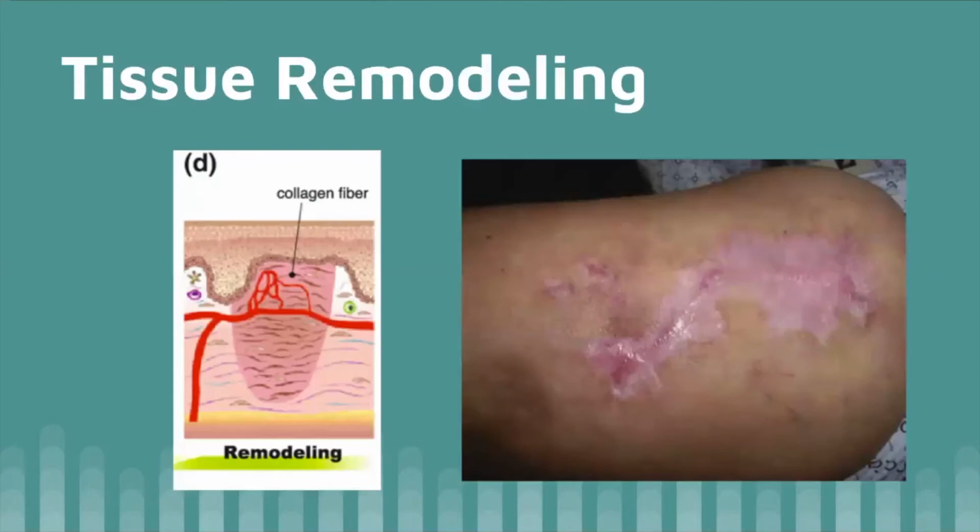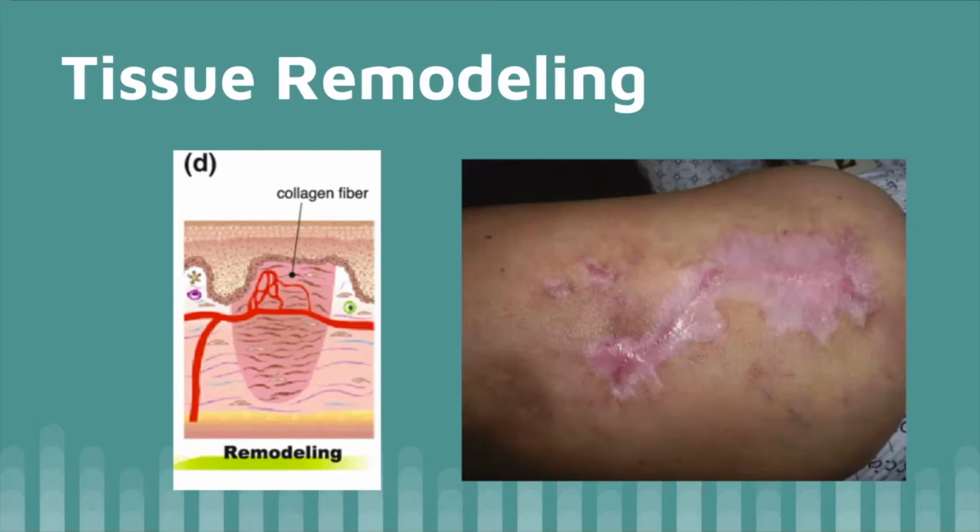The last phase, the remodeling phase. This is when collagen is remodeled from type 3 to type 1 and the wound fully closes. The cells that had been used to repair the wound, but which are no longer needed, are removed by apoptosis, also known as programmed cell death.